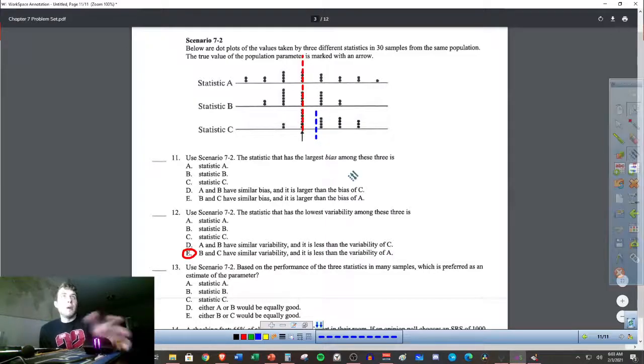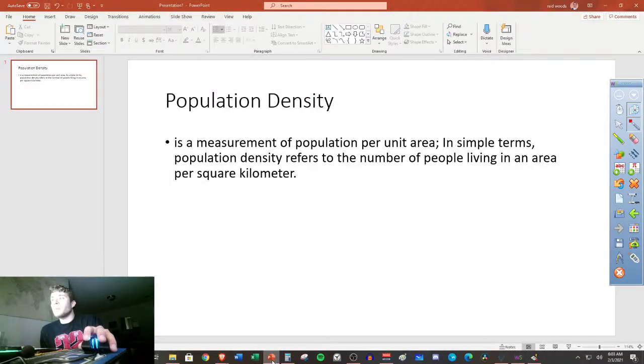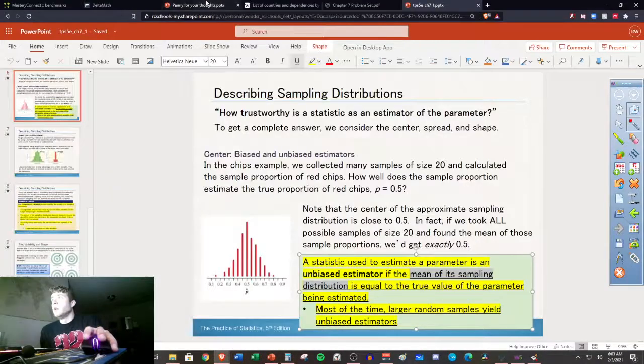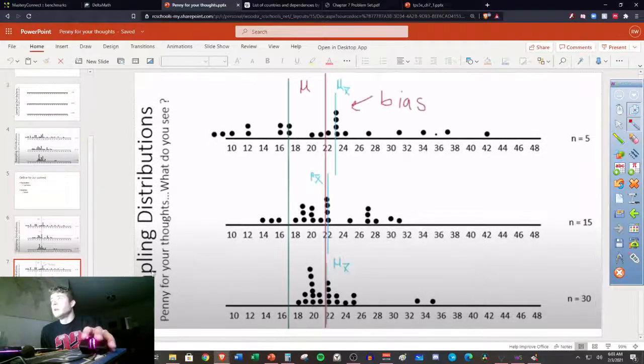And this is what we call bias, when the sampling distribution is not actually lined up. So maybe they sampled incorrectly. There's a lot of ways that bias can be created in a sample, but that is a visual for what bias would be. I tried to explain this with our penny example.